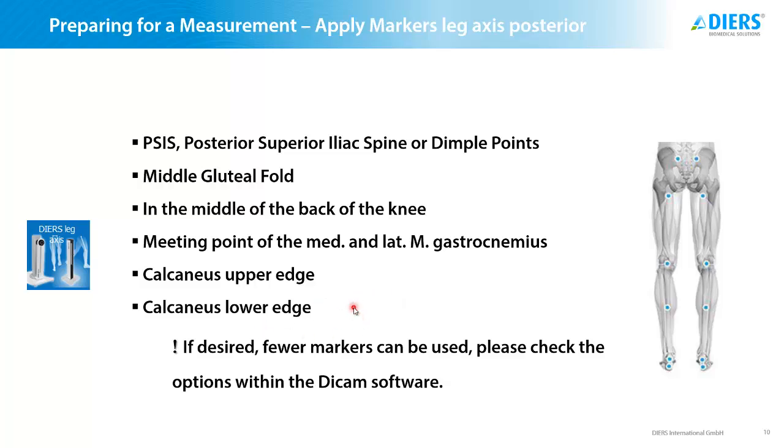And if desired, fewer markers can be used, so you can check that within the DIERS software. I will also come back to this in the presentation. But for example, if you only need the inversion, eversion of the calcaneus and the pronation, supination of the calcaneus in relationship to the lower leg, you use these lower 6 markers and you avoid using the upper 6 markers.